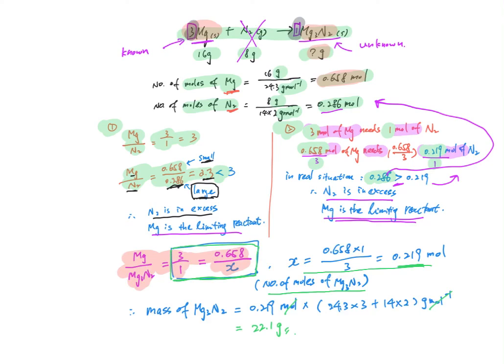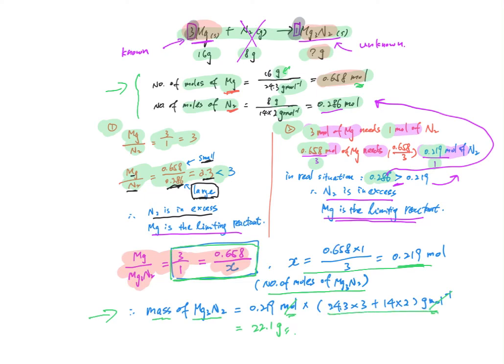Then the question asks for the mass of magnesium nitride. So we just use number of moles times the molar mass, and then we get the answer, 22.1 grams. Normally in this chapter we use this equation frequently: mass divided by molar mass. This equation is very important, and its interconversion is also very important, because when you know the number of moles and want to find back the mass, we use the last one: number of moles times the molar mass.